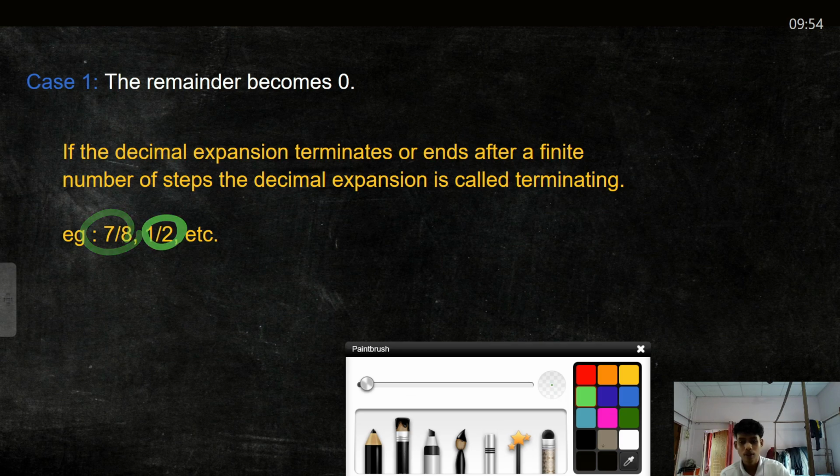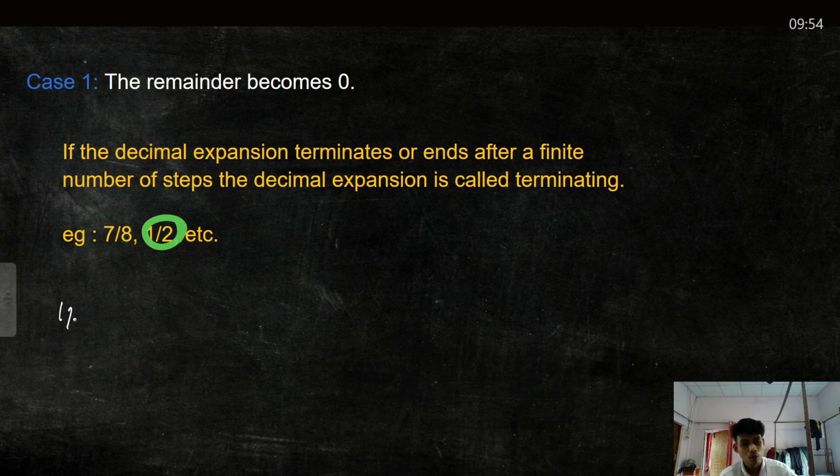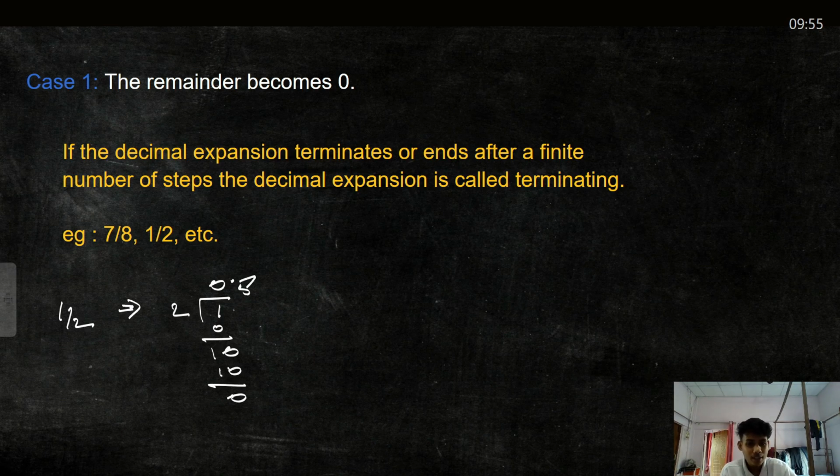Now let's see the example 1 by 2. That implies 1 is divided by 2. Now 2 times 0 is 0. Here comes 1. Then we give a point and then again 0. 2 times 5 is 10. Now in this case, the decimal expansion terminates. It ends here. After 0, we cannot divide it any further. Now this type of decimal expansion is called terminating decimal expansion.